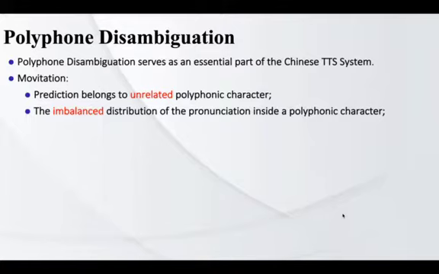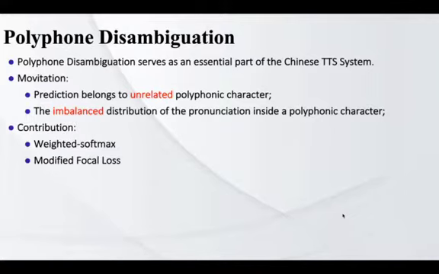To address the problems we mentioned before, we propose a Weighted-softmax function to prevent predictions outside of the candidate range. Besides, we also add a confidence hyperparameter in the focal loss to ease the influence of the imbalanced distribution inside the dataset.